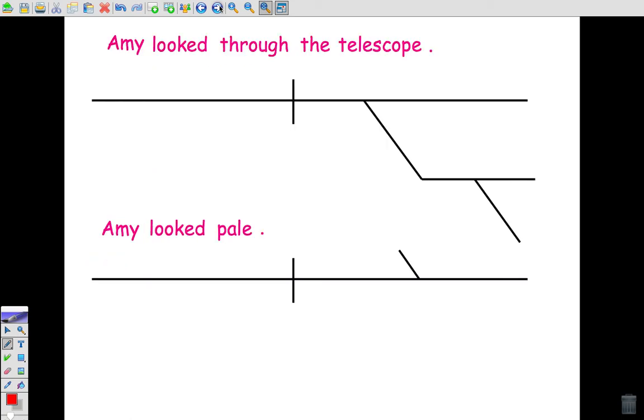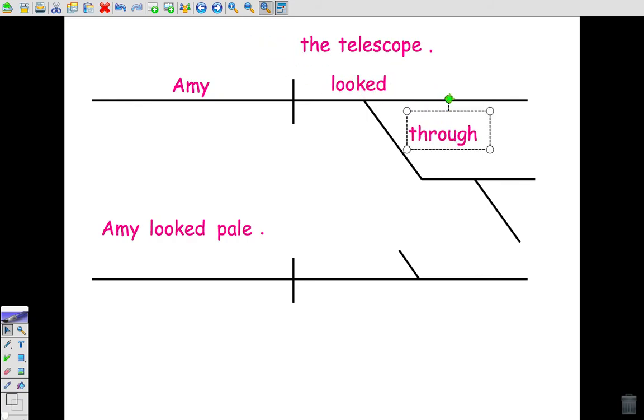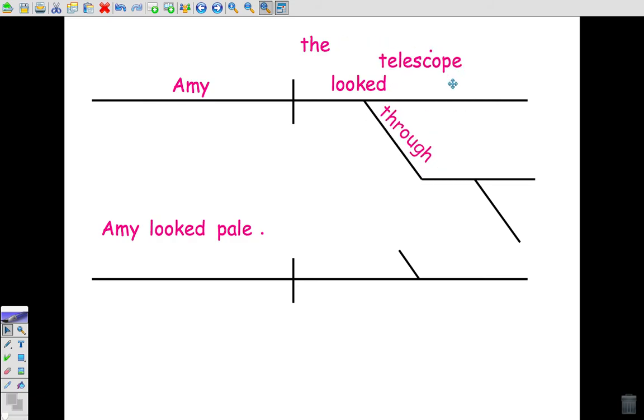We have a couple of those sentences we could just diagram rather easily. The subject is Amy. What did she do? She looked. Where did she look? Through the telescope. Very simple. Through goes on a line because that's where the preposition goes. Telescope is the object of the preposition. The is the article. Very easy.